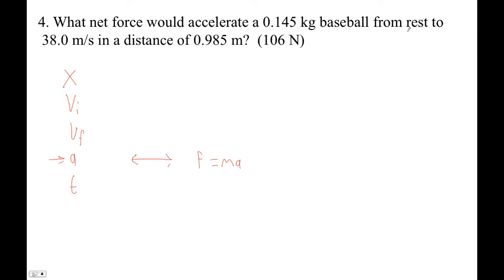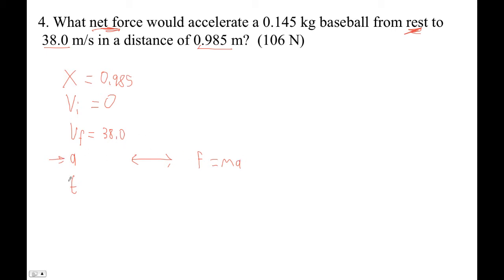Now the first one here, we know that we've got from rest, so that's initial velocity 0, 38 meters per second, that's the final. And 0.985 meters, that's our x, right? And we have three quantities there, right? Also, because it's asking for the force, we don't have the force, so we can't find the acceleration. So definitely we're going to solve this thing first, and then we're going to do F equals ma, right?